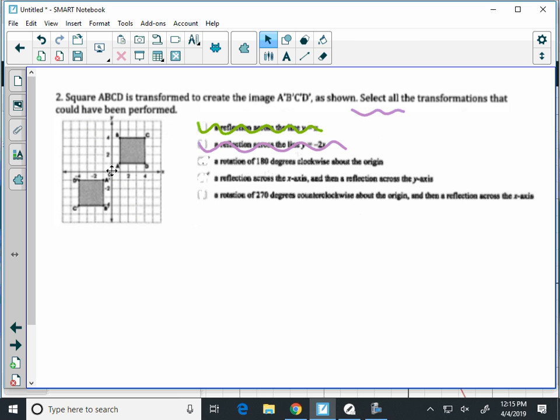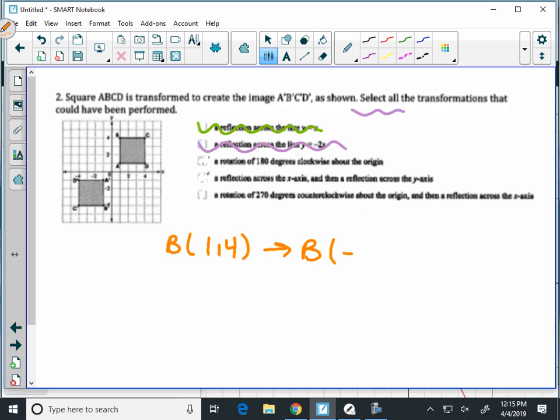Next one says a rotation of 180 degrees clockwise. So I'm going to start with, it doesn't matter, let's do B. B's at 1, 4. When we do a 180 degree rotation, what do we do with the point? Do we flip it at all? There's no flip. What do we do with the signs of both? Change them. That becomes -1, -4. I'm going to plot it. Did B map up with B prime?